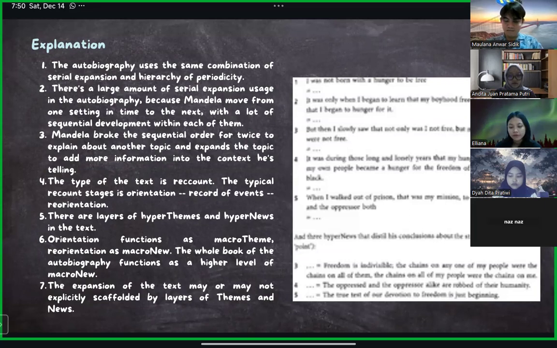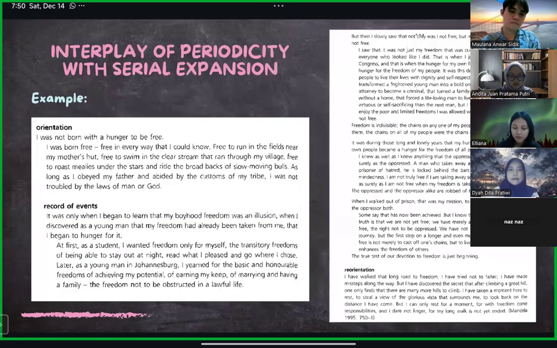And Mandela broke the sequential order twice to explain another topic and expand the topic to add more information into the content he's telling. And the type of text is recount. The typical recount stages are orientation, records of events, and reorientation. Like you can see here, that is orientation, and then this is the reorientation as the last part.